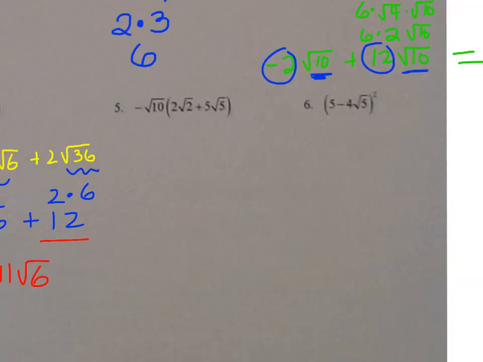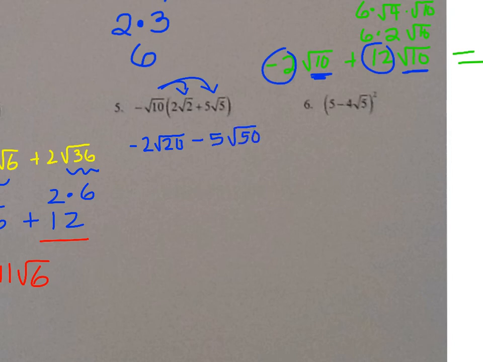So it's 27 plus 11, the square root of 6. Okay, so let's take a look at number 5. All right, so we're distributing negative the square root of 10. So we have negative the square root of 10 times 2 the square root of 2. That would be negative 2 the square root of 20. And negative the square root of 10 times 5 the square root of 5 is negative 5 the square root of 50. So we're going to simplify.